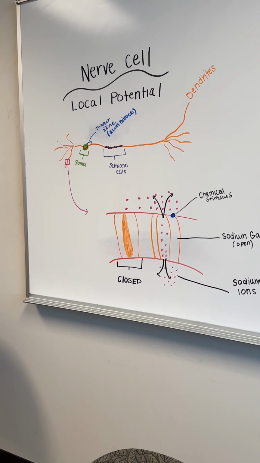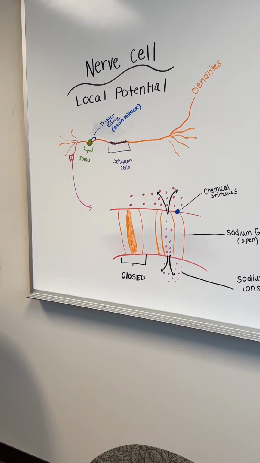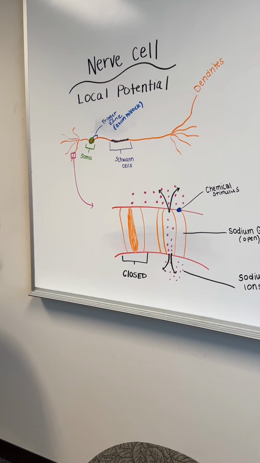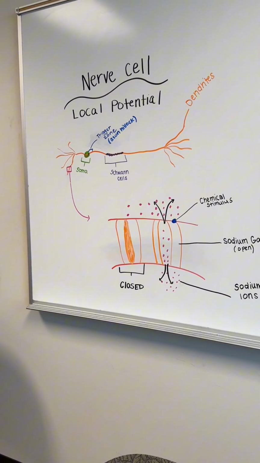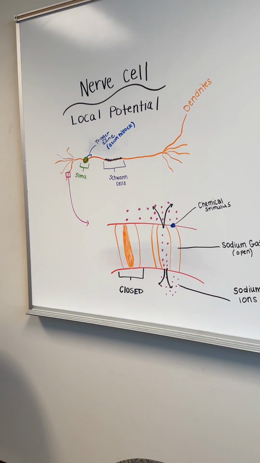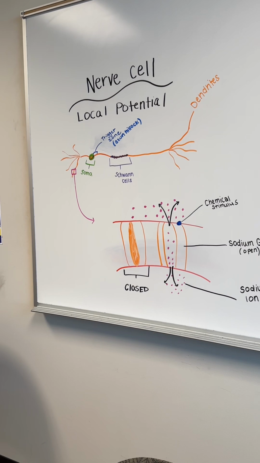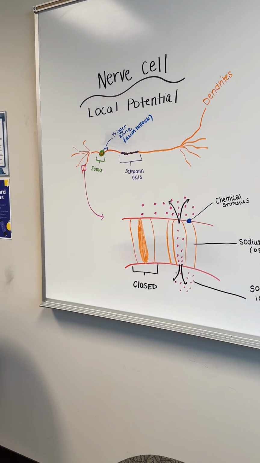So normally the inside of the neuron is more negative than the outside, but when sodium comes in, the inside becomes less negative and more positive, which is called depolarization. So the positive change spreads to nearby sodium gates, causing more of them to open and allow even more sodium inside. This creates a local potential, which is a small local electrical signal.